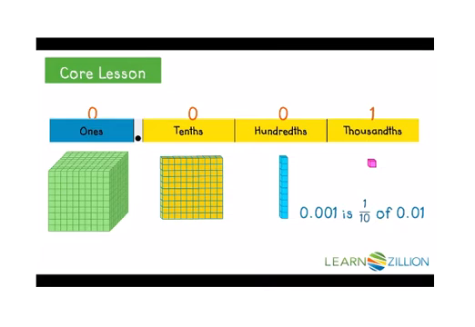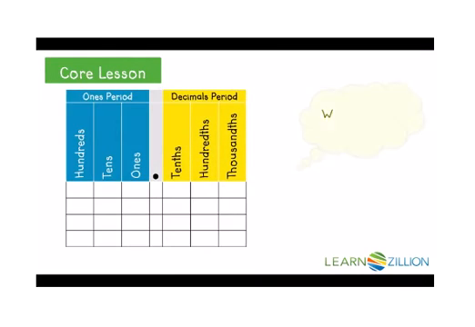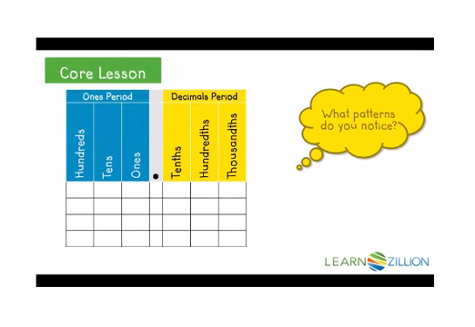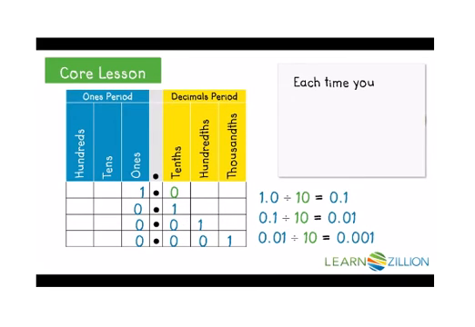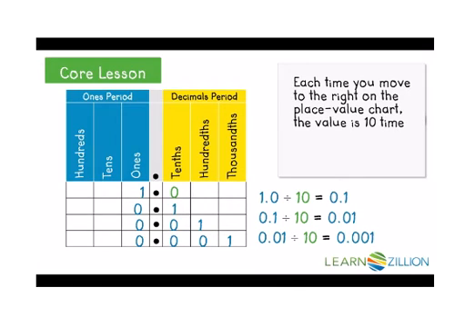If we use a place value chart to examine this relationship, we can see as we move from the ones place to the tenths, to the hundredths, to the thousandths, the value of each place is 10 times smaller than the place to its left. 1/10 is 1/10 the value of 1. 1/100th is 1/10 the value of 1/10, and so on. The relationship is the same as that of whole numbers.